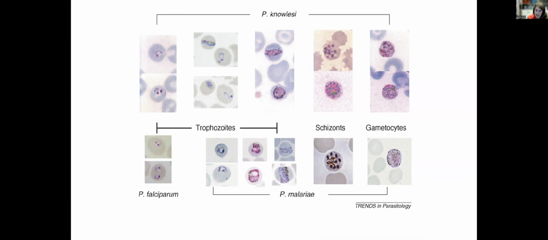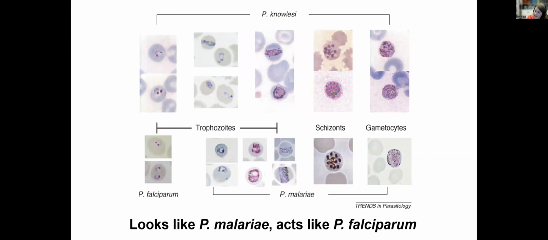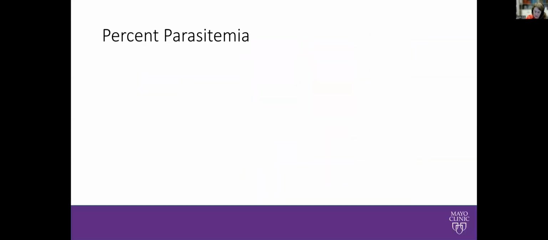Now, last but not least, if we're talking zoonotic parasites, we also have to consider Plasmodium knowlesi. You're only going to see this in patients that have gone into rural, jungle areas of Southeast Asia. And in that case, the parasite looks like Plasmodium malariae with these very nice band forms, but it acts like Plasmodium falciparum with very high levels of parasitemia. So that's something that you may encounter depending on where you're practicing.